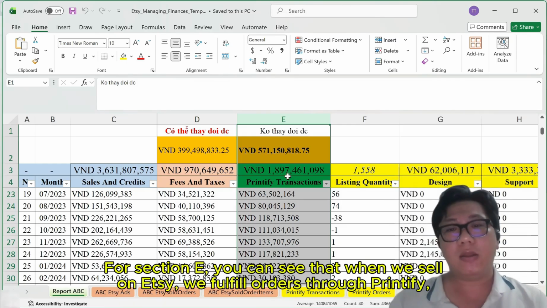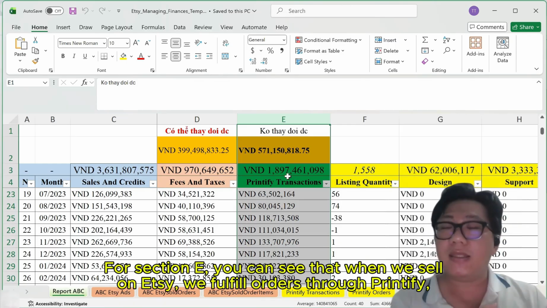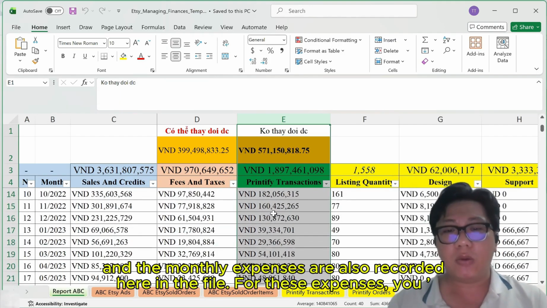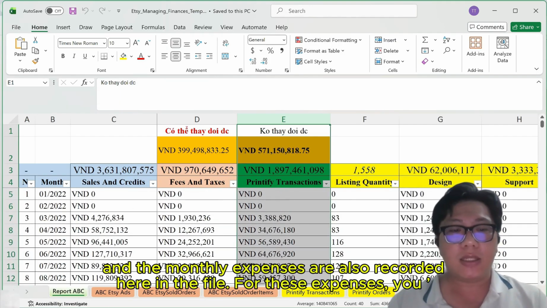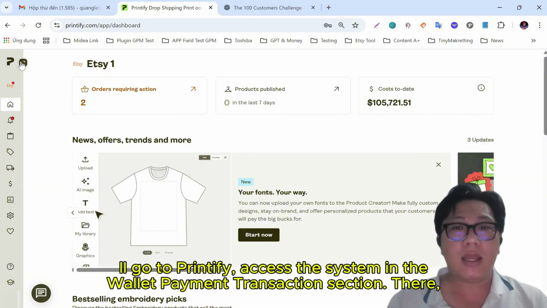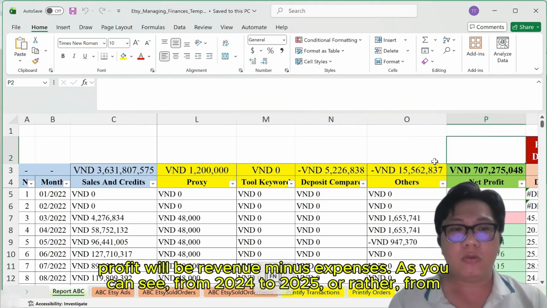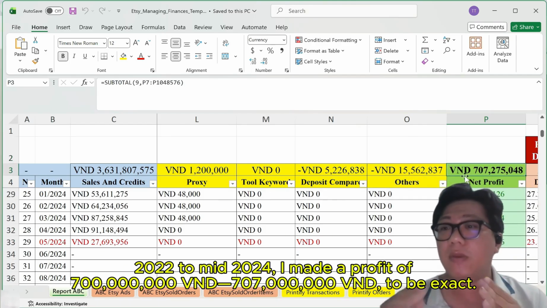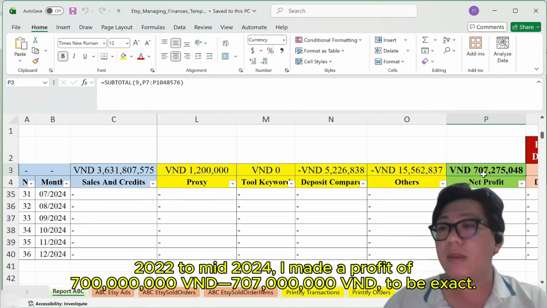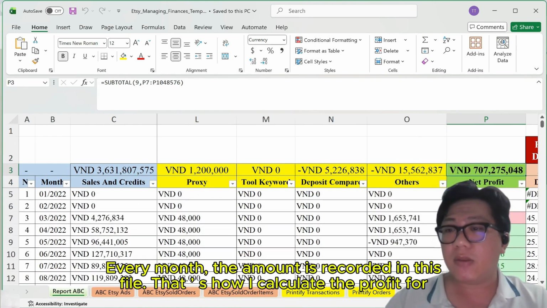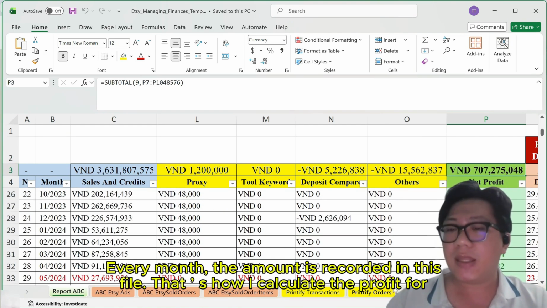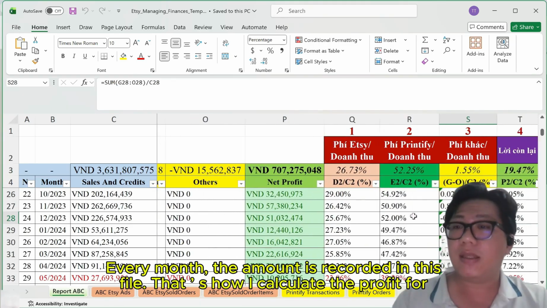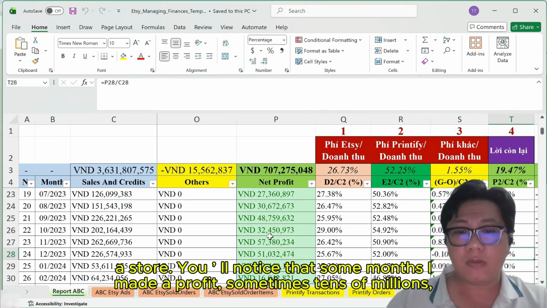For Section E, you can see that when we sell on SC, we fulfill orders through Printify, and the monthly expenses are also recorded here in the file. For these expenses, you'll go to Printify. From 2022 to mid-2024, I made a profit of 700 million VND, 707 million VND to be exact. Every month, the amount is recorded in this file. That's how I calculate the profit for a store.